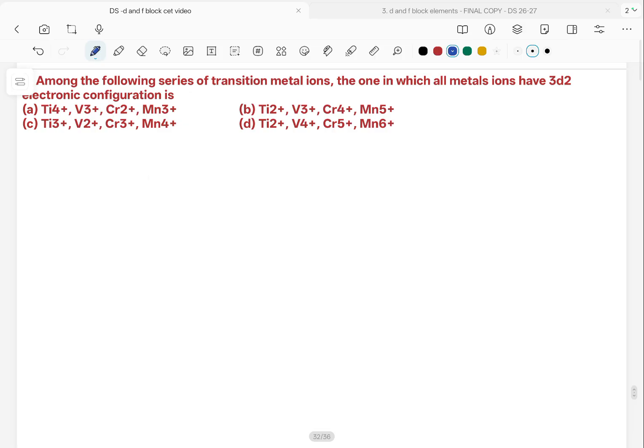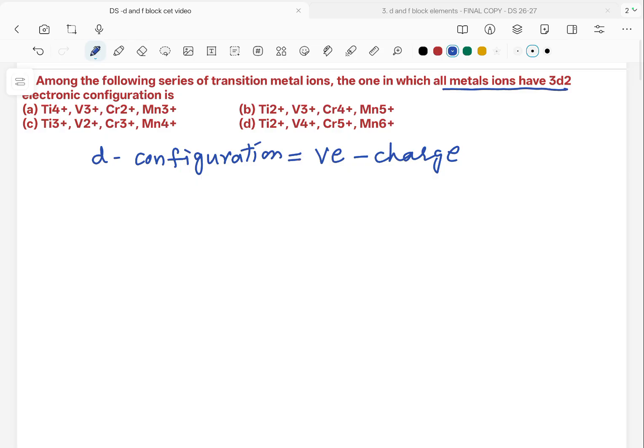When we look at the question, among the following series of transition metal ions, the one in which all metal ions have 3d2 configuration. Which one has 3d2 configuration? We have to find out here. See, d configuration can be obtained by taking valence electrons minus charge on the ion. We get the d configuration. Let's find out which ions among these will have d2 configuration.